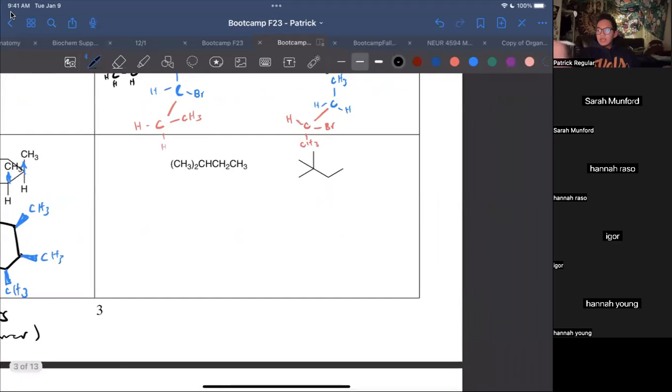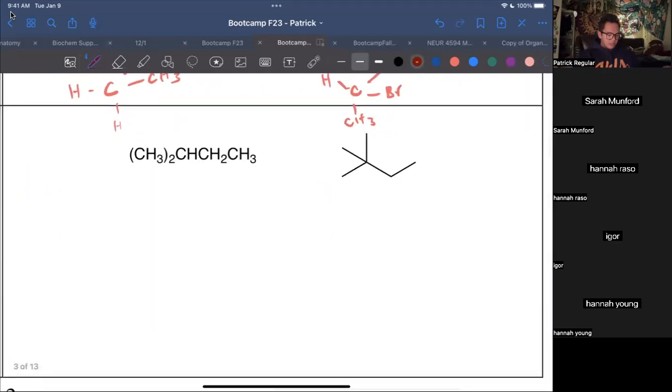All right. Now let's take a look here. You have one, two, three, then 2 methyl groups. 1 carbon, 2 carbon. That's the 2 here. 3 carbon here. 4 carbon here. 5 carbon here. Now here we have 1, 2, 3, 4, 5, 6. Automatically different molecular formula. These are different.